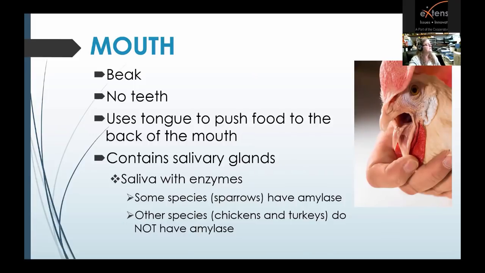The mouth contains some salivary glands, and the saliva contains amylase. And amylase breaks down starch. But for chickens and turkeys, they do not have amylase. So while we do, sparrows do, chickens and turkeys do not have amylase. So there is not a lot of digestion going on in the mouth for the short period of time that it stays there.